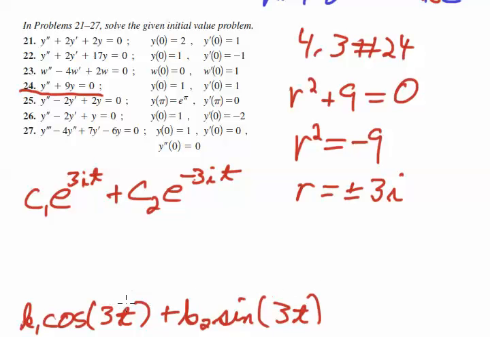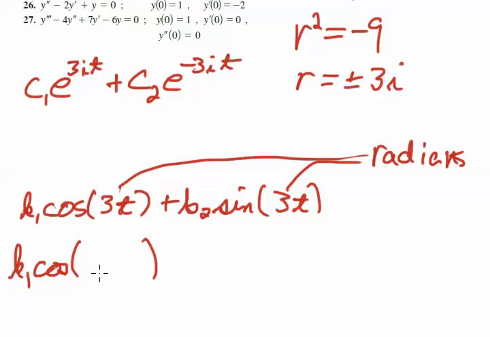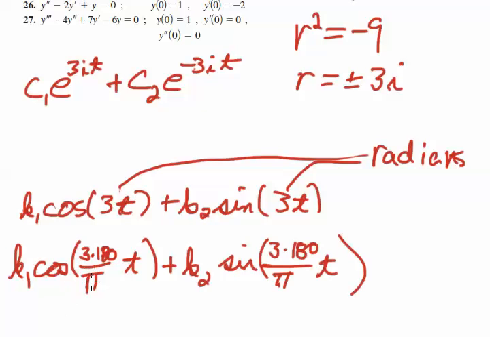Note that these have to be in radians. They cannot be in degrees. If you want to convert to degrees, you need to take the 3, divide by pi, and multiply by 180. And that converts from radians to degrees.